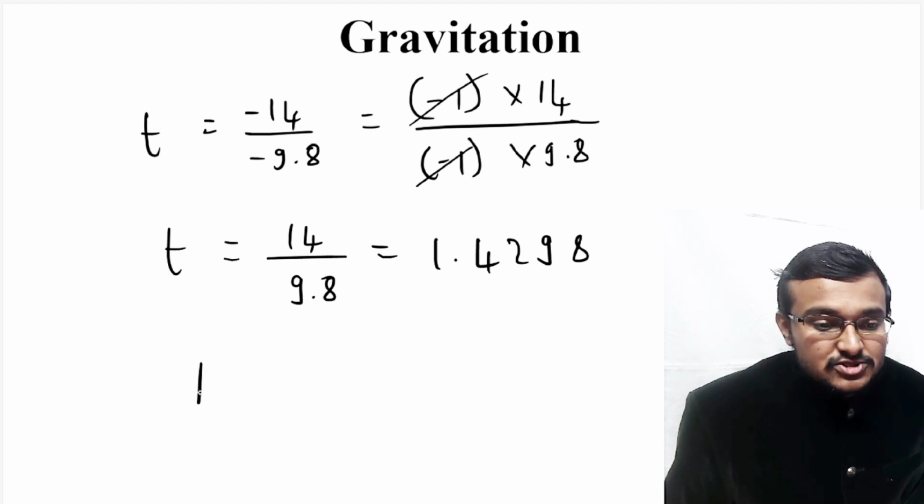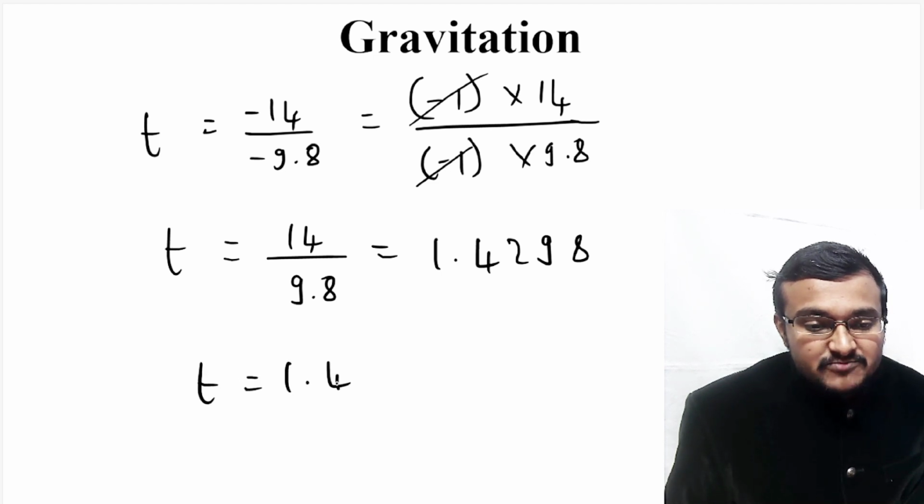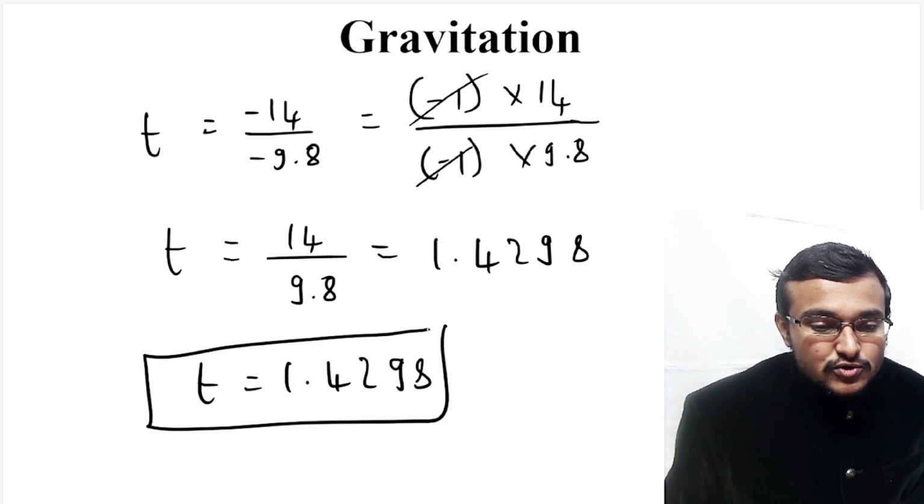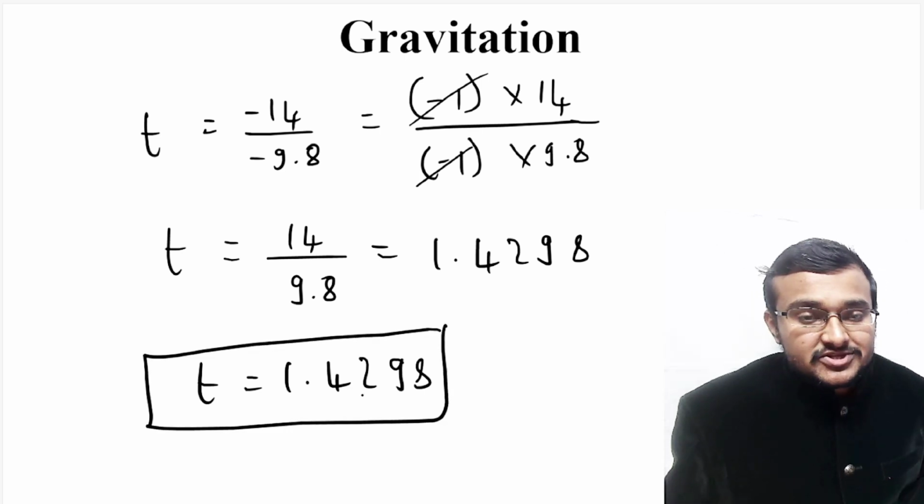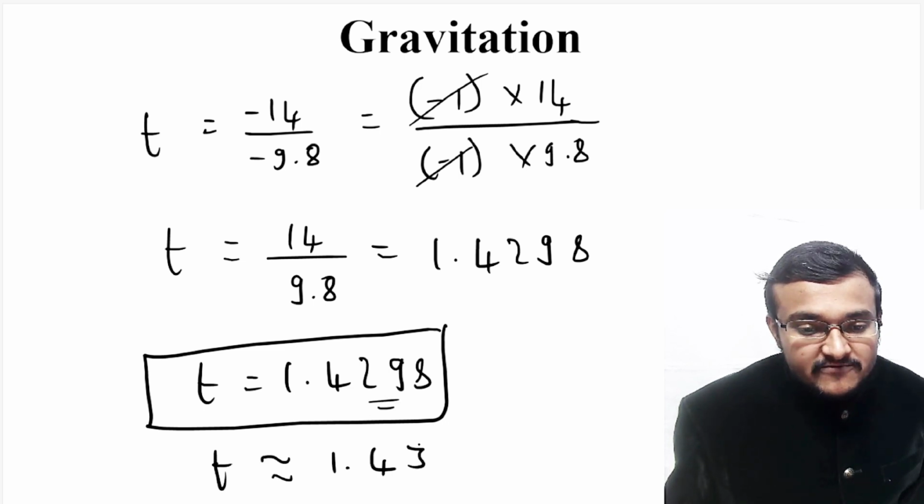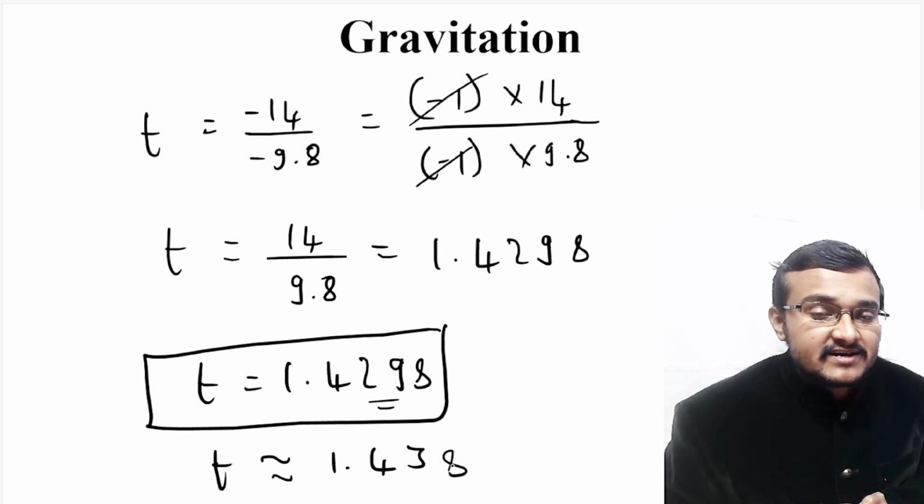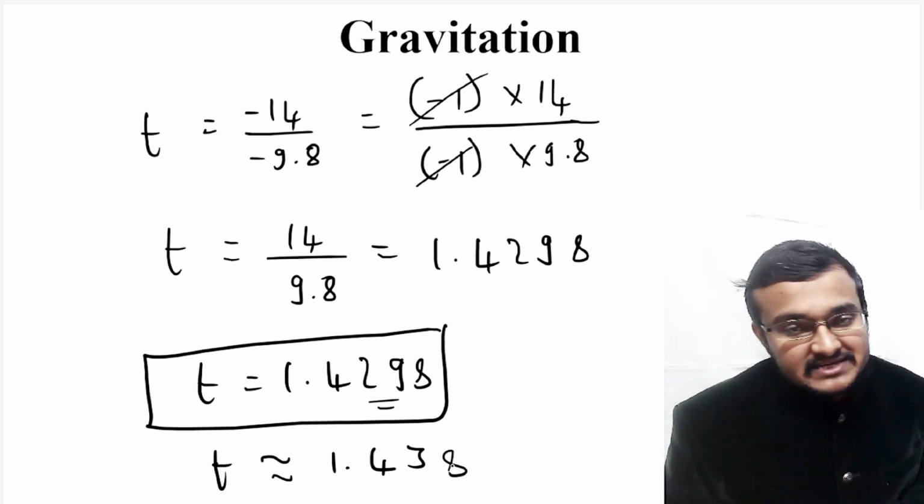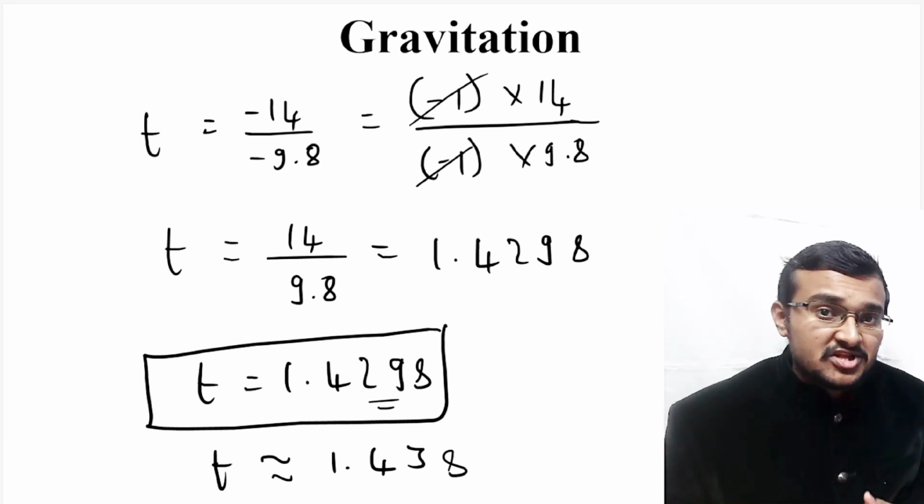When you do 14 divided by 9.8, you will get 1.429 seconds. So here the time for this particular object to reach the maximum height of 10 meters, it has taken 1.429 seconds. So this 1.429 can be rounded off to 1.43. So this 29 you can just round off to 3. So 1.43 seconds is the time taken for this particular object to reach that maximum height. So this is all there in this particular video.